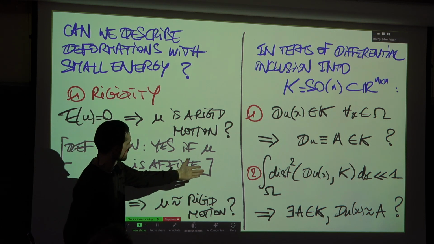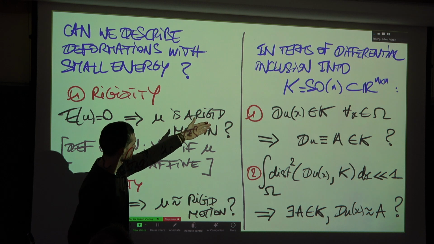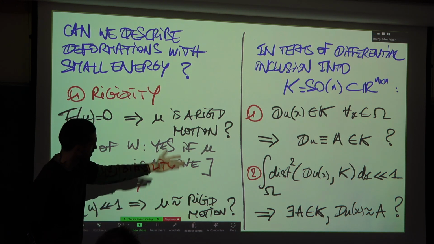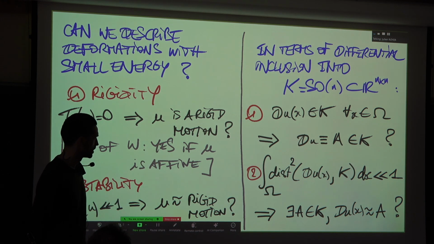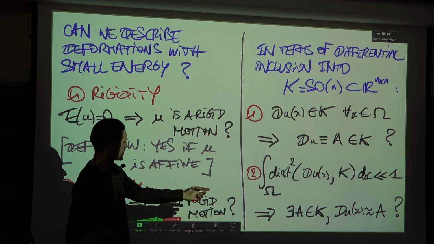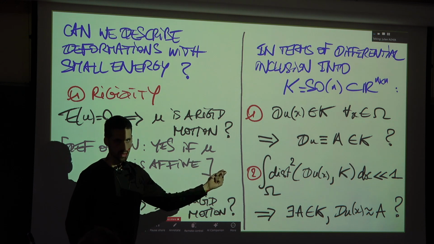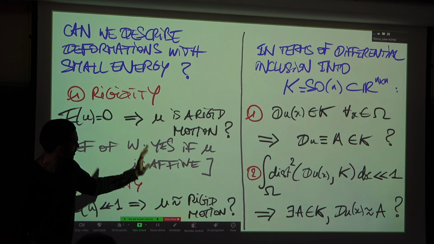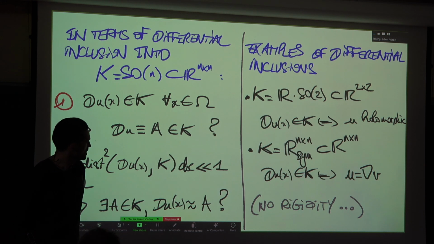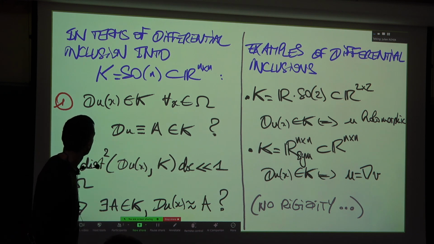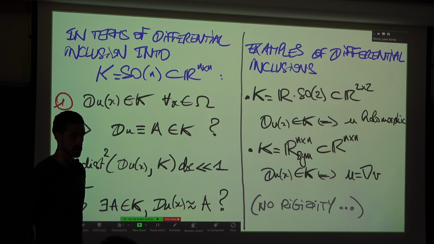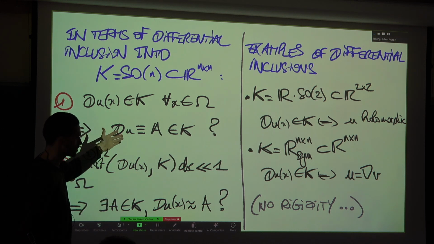So I'm hoping that our set K has exactly that property. And then the second question is, if I know that du is not in K, but it's in K up to a very small error, and small is in the sense that the integral of the square is small, then can I deduce that du is very close to a single rigid motion? Okay. So I will come back to the stability later, but first let's concentrate on rigidity. And let me give you a few examples of other differential inclusions that are interesting in mathematics, so that you have a feeling of the kind of stuff that could happen here.